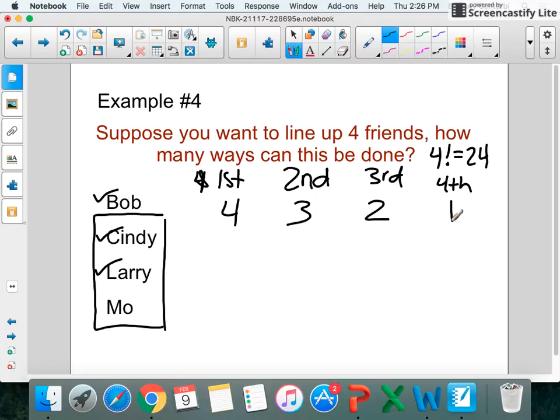And again, we could have ordered this differently. We could have put Cindy first, but no matter what, whoever we put first, each time we're losing a person because people can't be in more than one spot at a time. So if we do 4 times 3 times 2 times 1, that's how we get our 4 factorial up there.